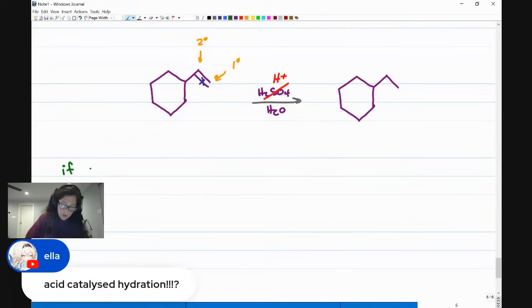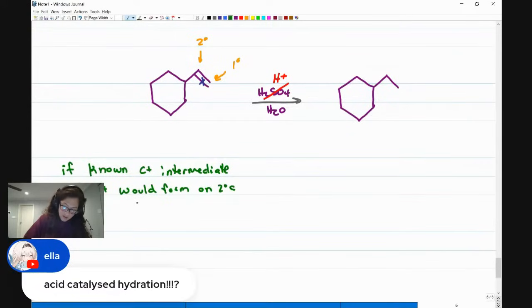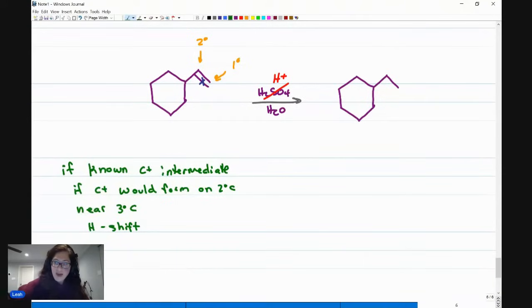If you have a carbocation intermediate, even without drawing out any intermediates and any mechanisms, just look at this and look out if the carbocation would form on a secondary carbon near a tertiary carbon, you're going to have a hydride shift for a carbocation rearrangement. And that means I don't have to draw the mechanism to recognize.